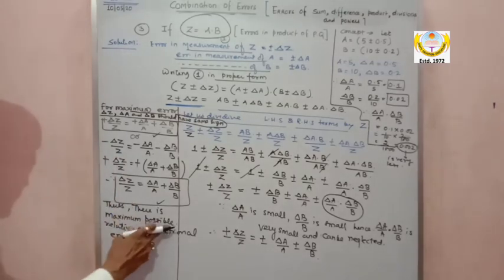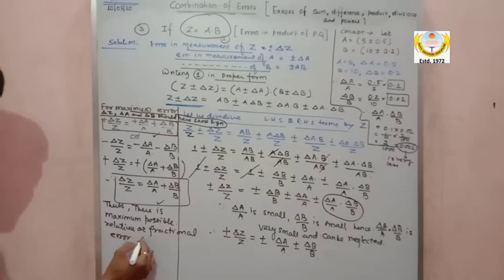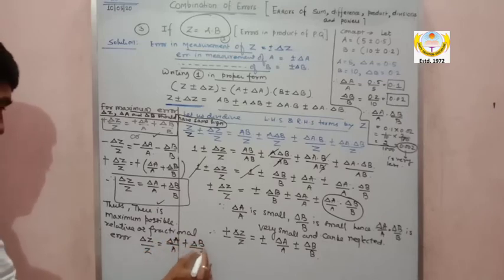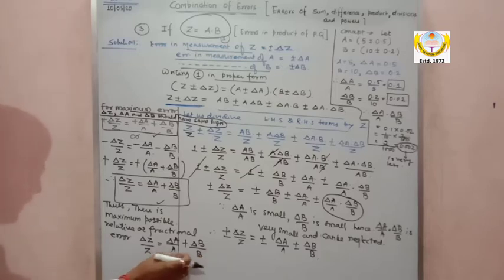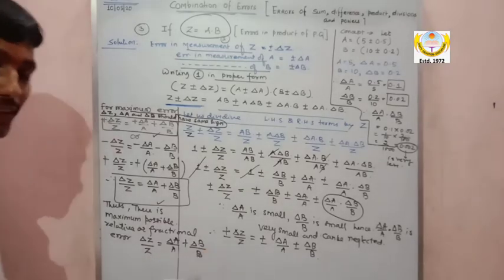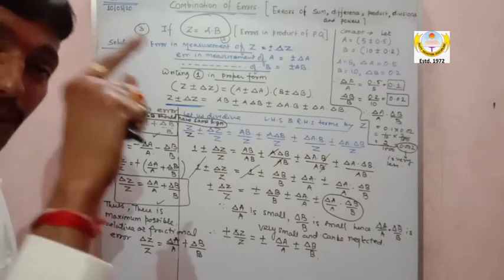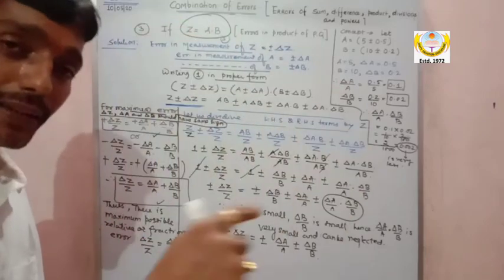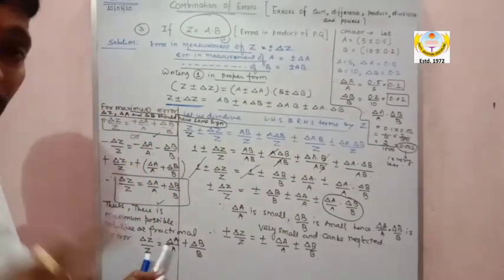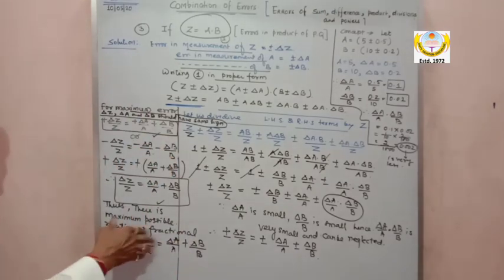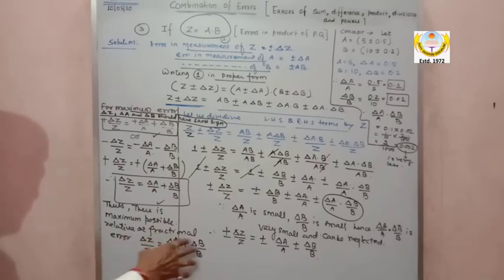So thus there is a maximum possible relative or fractional error del z by z is equal to del a by a plus del b by b. And everywhere, my dear, I have taken relative error. Relative error in z, relative error in a quantity and relative error in b quantity. Earlier in sum and differences, the absolute error in z is equal to absolute error in a plus absolute error in b. There was no further division by true value, my dear, in the previous two topics. Please take care.